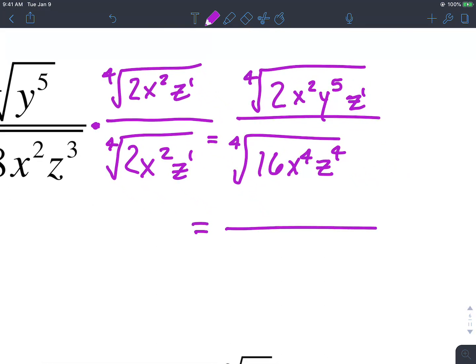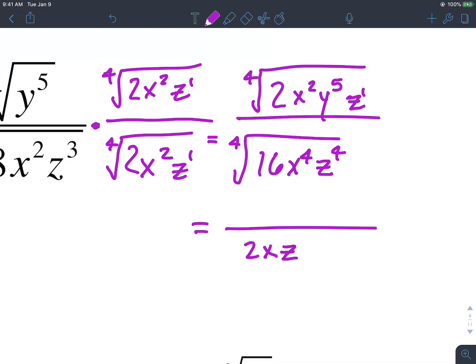All right. The entire denominator, the fourth root of 16, you need to know that to be 2. The fourth root of x to the fourth, you have 4 x's there. That's one group of x. And then you got one group of z's right there. Okay. Up in the numerator, what do we have here?